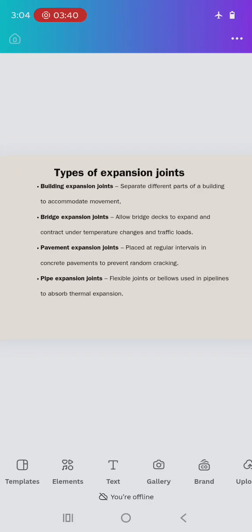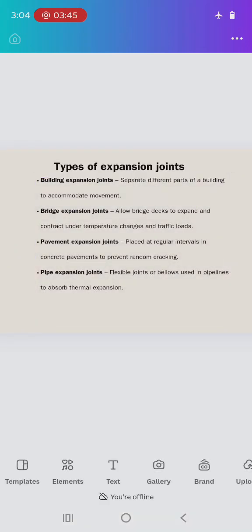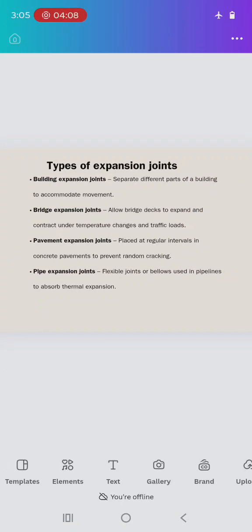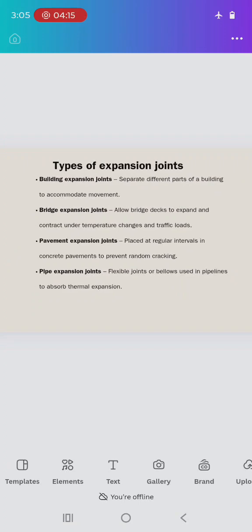An example of bridge expansion joint is: a bridge deck has a small gap between the sections covered with a flexible metal or rubber joint. This is called a bridge expansion joint.